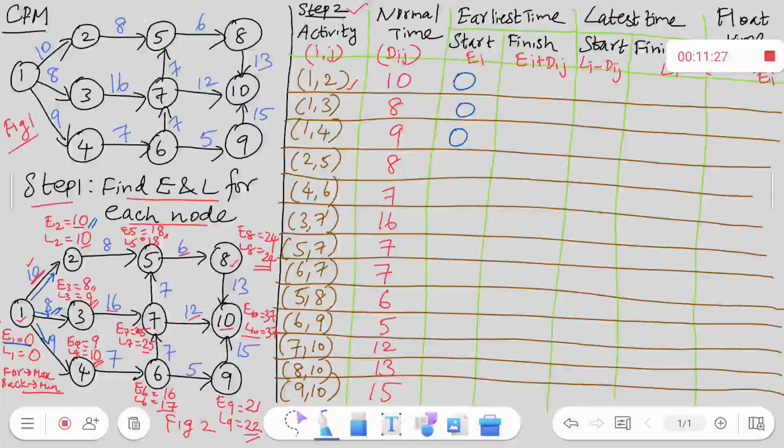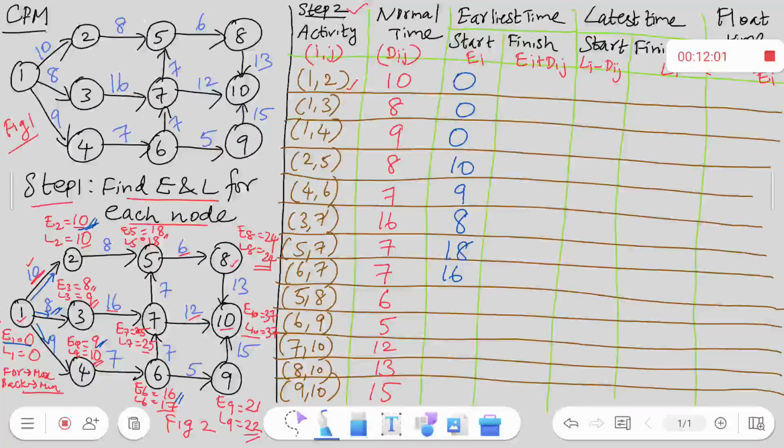Next is 2 to 5. When you take 2 to 5, the time unit is 10 time units. This node you have to take, it is 10. Next is from 4 to 6, it is 9, so I put a 9 here. Then 3 to 7, it is 8, so I put 8 here. When I go from 5 to 7, my time is 18, so I put it here. 6 to 7 it is 16, so I put 16 here.